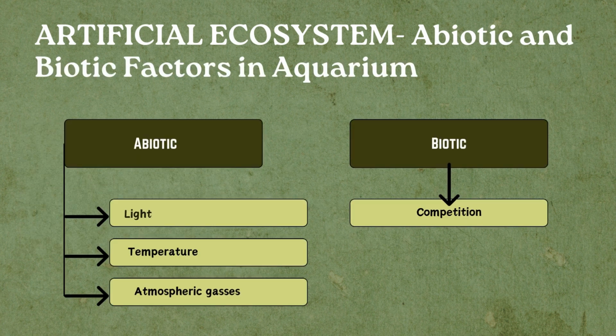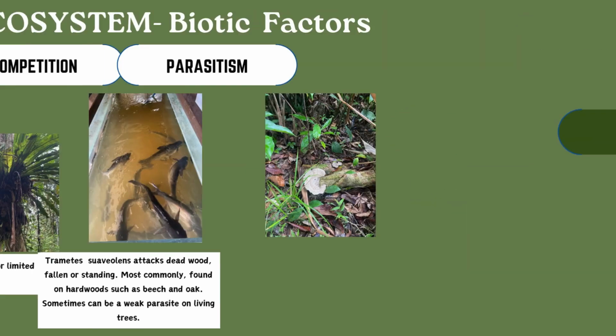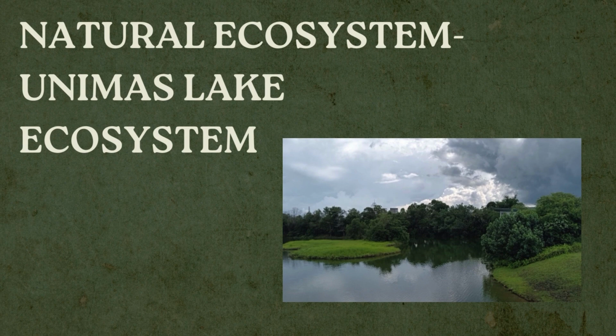The abiotic factors in the aquarium are light, temperature, and atmospheric gases. Meanwhile, the biotic factor is competition. The abiotic factors, which are light and water, are used by green plants to undergo photosynthesis. The biotic factors are commensalism, competition, and parasitism. Lastly is the natural ecosystem, which is Unimas lake.